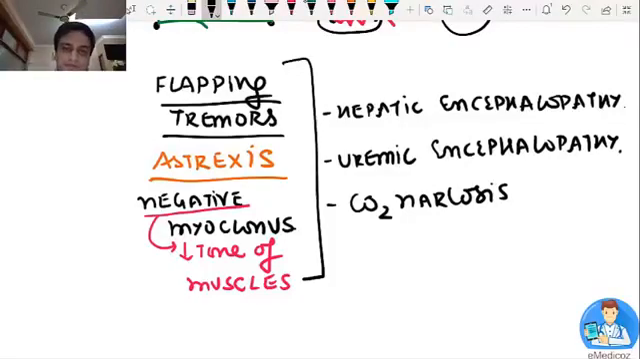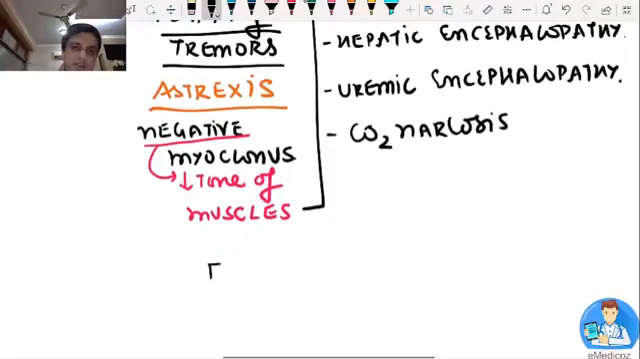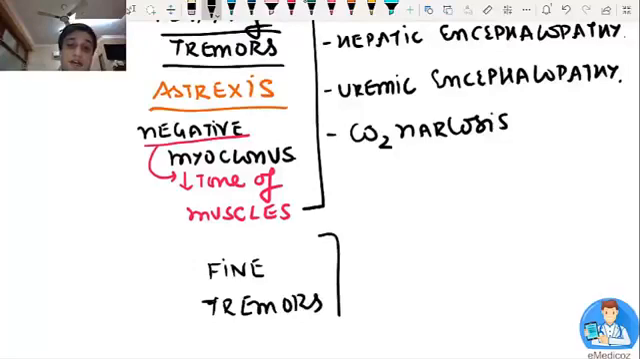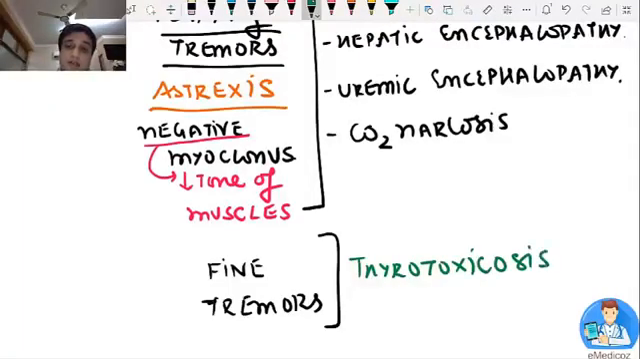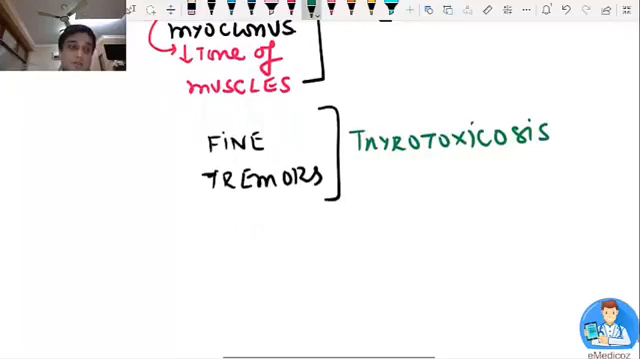Okay. The last tremor which I have shown you was a fine tremor. Fine tremors are seen in patients with thyrotoxicosis. Remember the name, thyrotoxicosis. That is again hyperthyroidism affecting the central nervous system. Okay, thyrotoxicosis. Right.